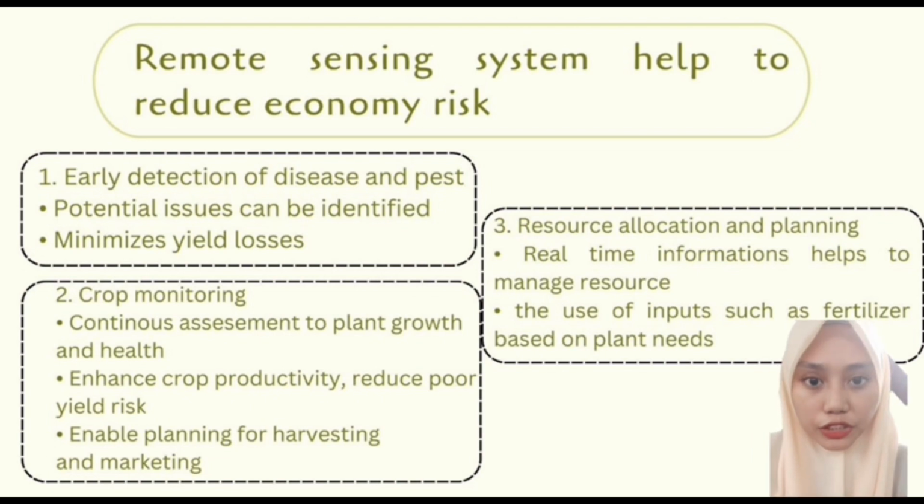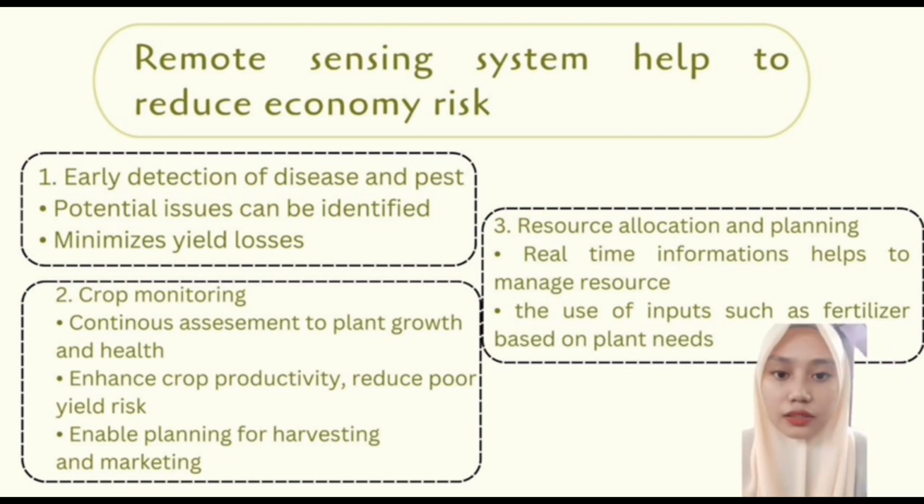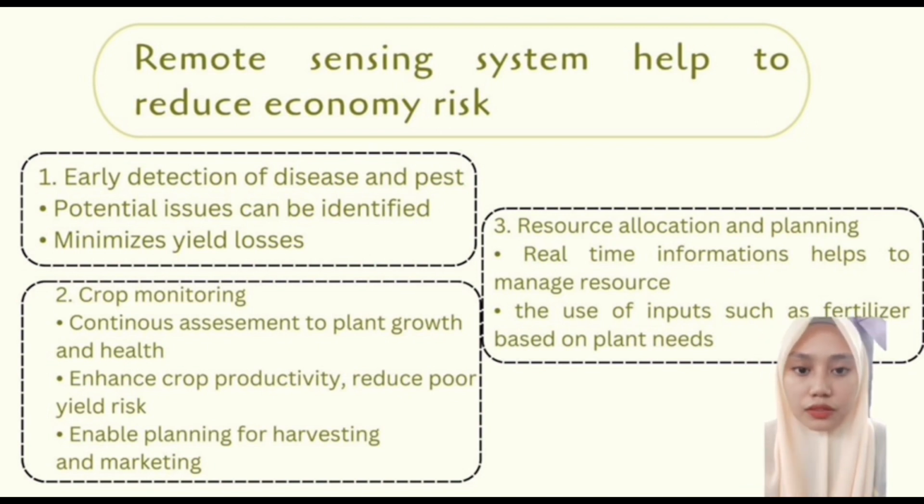Lastly, resource allocation and planning. The real-time information provided by remote sensing systems can help in managing the resources. The resources are the inputs that we use in production, such as fertilizers or pesticides. All of these resources can be managed well through the real-time data provided by the remote sensing system.